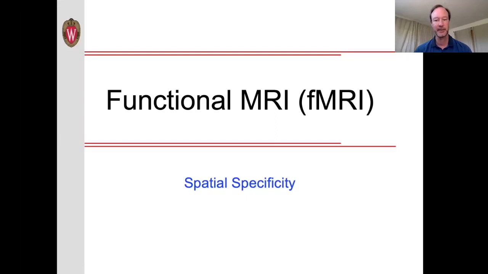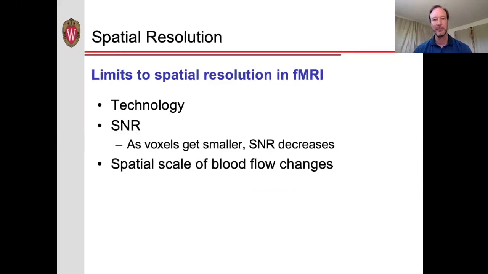In this lecture, let us look at the spatial specificity of the functional MRI signal. The spatial resolution of fMRI is limited by a number of factors: the technology, the signal-to-noise ratio, or SNR, that is, as the voxels get smaller, the signal-to-noise ratio decreases, and ultimately, the spatial scale of the blood flow changes.